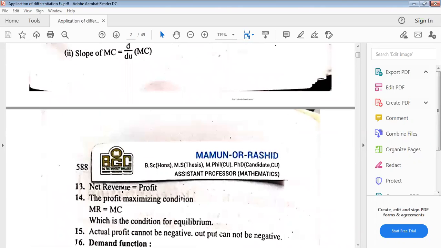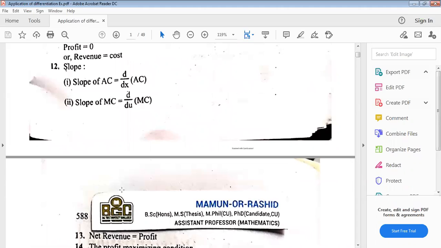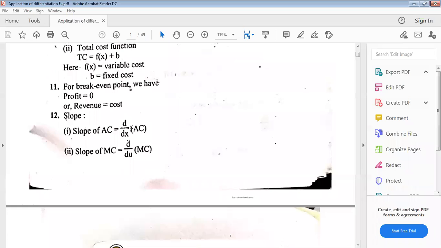Now you will use these types of formula in this application section. The application of differentiation in business and economics: slope of AC, that means average cost. That means if you take d/dx, the rate of change of average cost will give the slope. Understand? Just like dy/dx. dy/dx geometrically indicates slope.